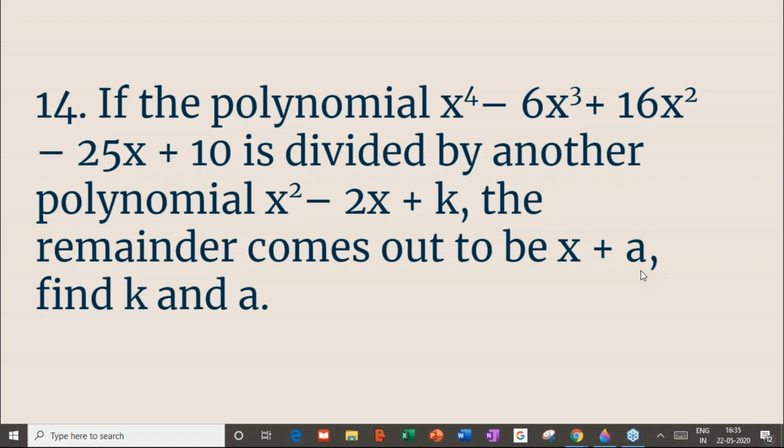Yeah, I'll just show you. Have you noted this question down? I'll go back to the other one once you've noted this down.